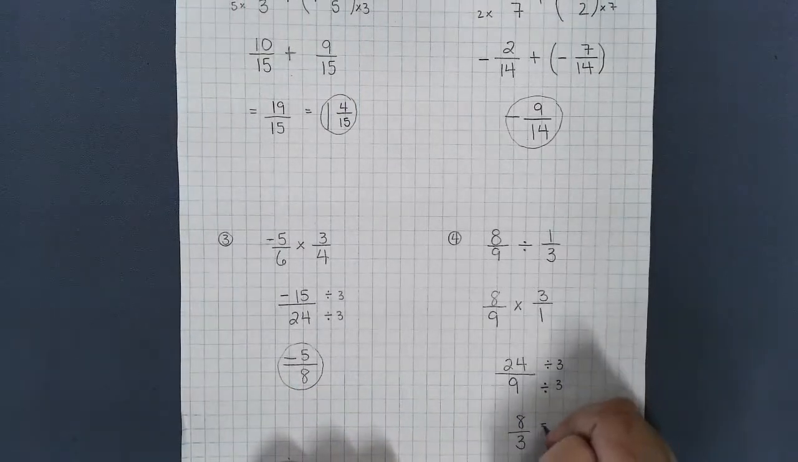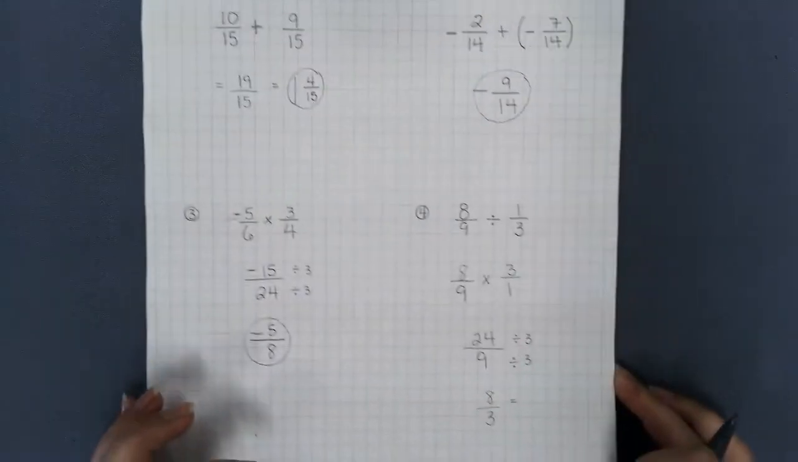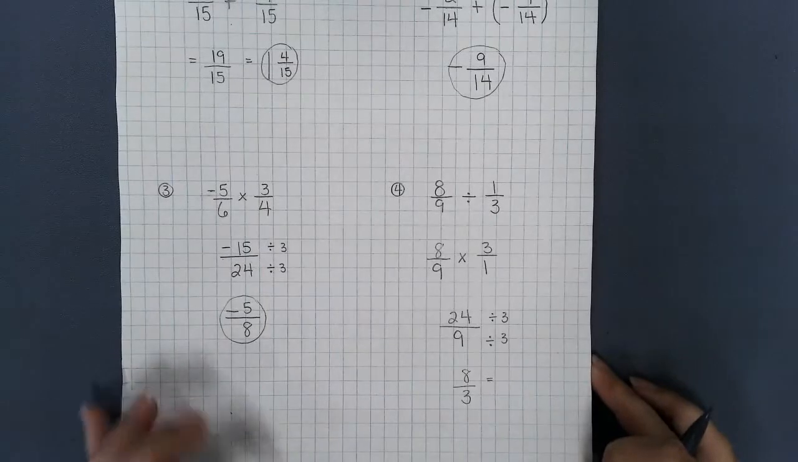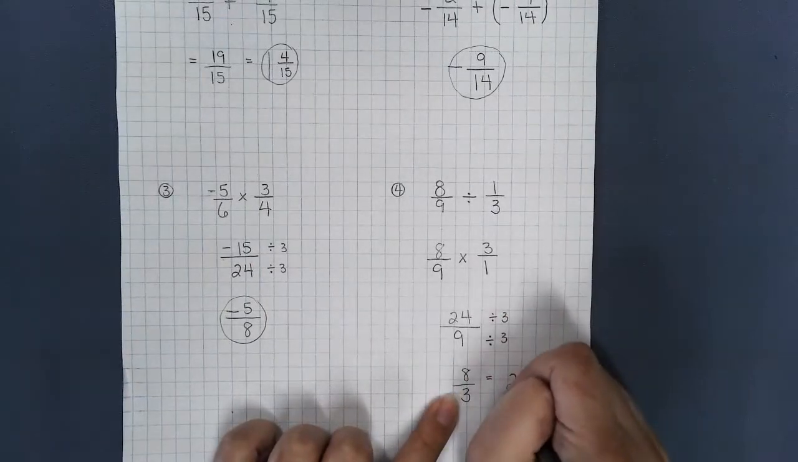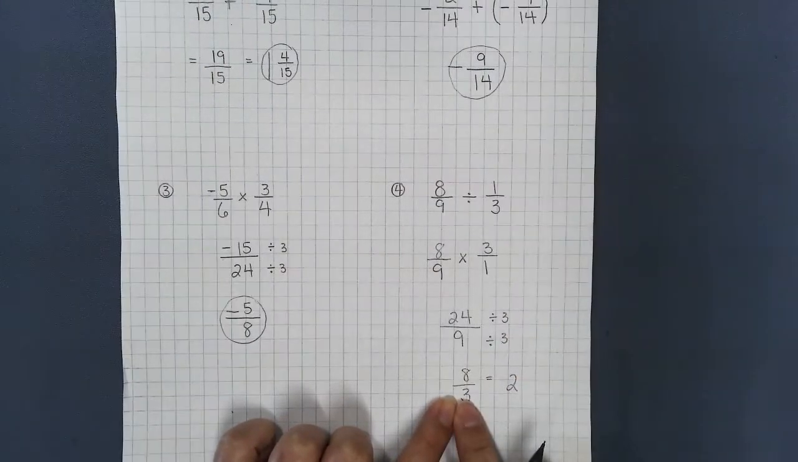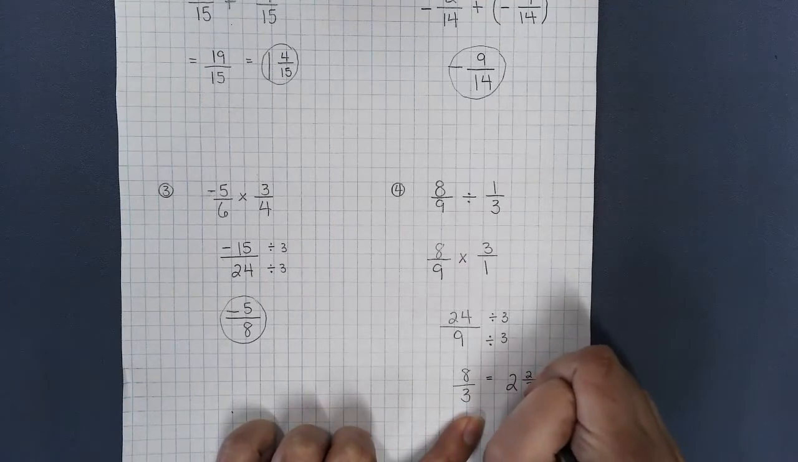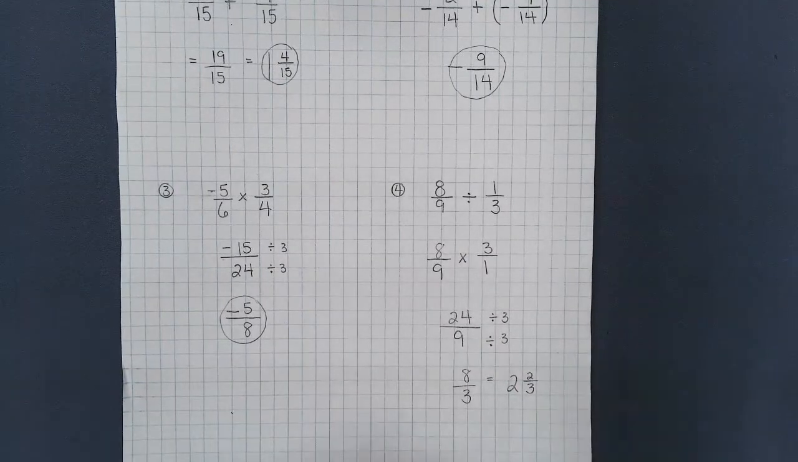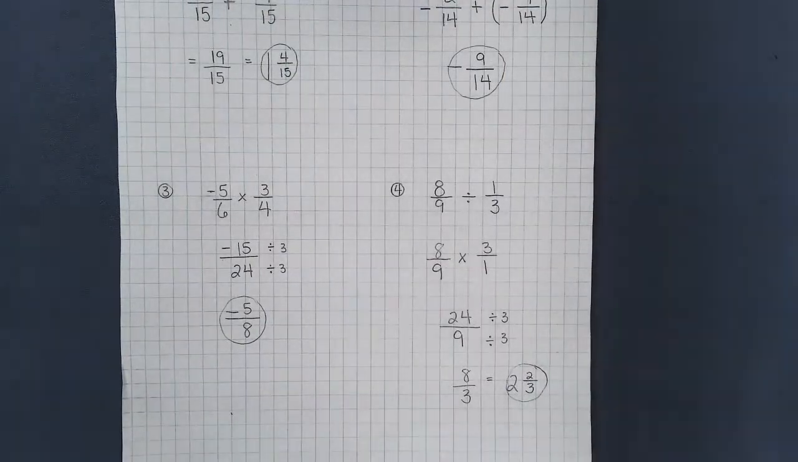Now I can actually flip that to a mixed number, and I'm going to do that because mixed numbers are a lot easier to think about than improper fractions. So 3 fits into 8 2 times. 2 times 3 is 6, which means I have 2 left over because 8 subtract 6 is 2. So there we go, I have my mixed number, and 2 2/3 is my final answer for question number 4.